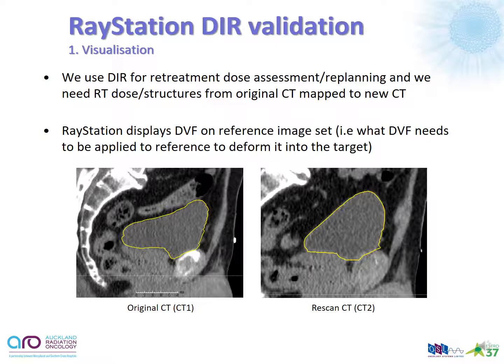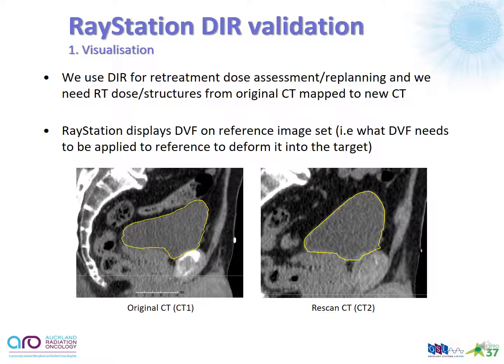So DIR is commonly used to assess retreatment doses or perform adaptive replanning by transferring the previously delivered dose and the previously contoured structures from the original CT onto the new CT to help guide the clinical judgment. Now in RayStation, we perform this by setting the original CT as your target and the rescan CT as your reference. You follow the appropriate workflow and then you can review the deformation vector fields and the deformed data.